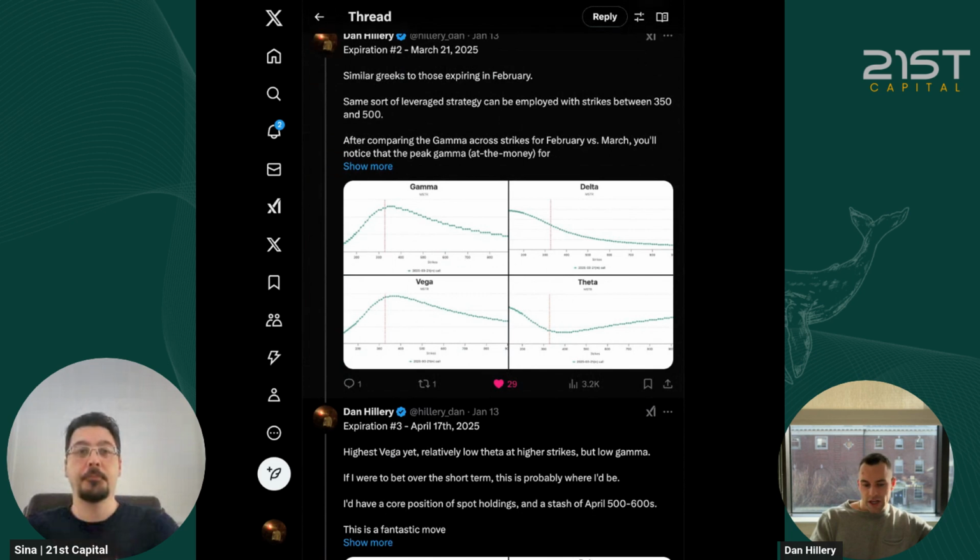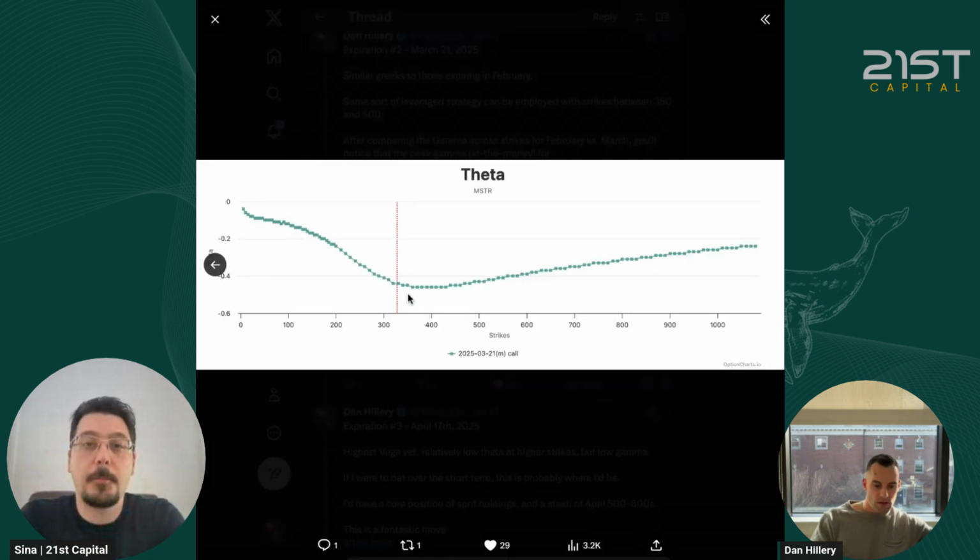Now this is a March expiration, very similar to the February. You've got 2 months, so your theta, your time decay at the money, is a little bit better. It's minus 0.5 as opposed to minus 0.6 at the money strikes. So your time decay is still very rapid anywhere between 30 to 45 days expiration. In this case, it's a little bit more than 45 days expiration.